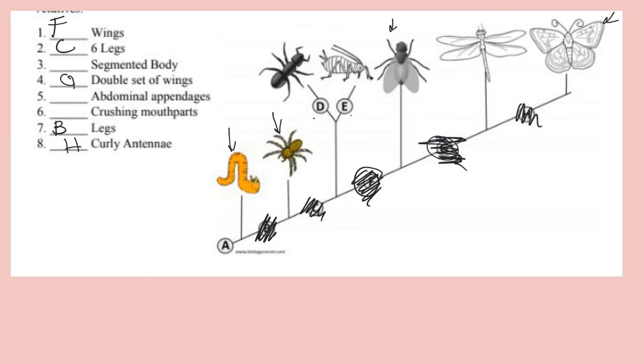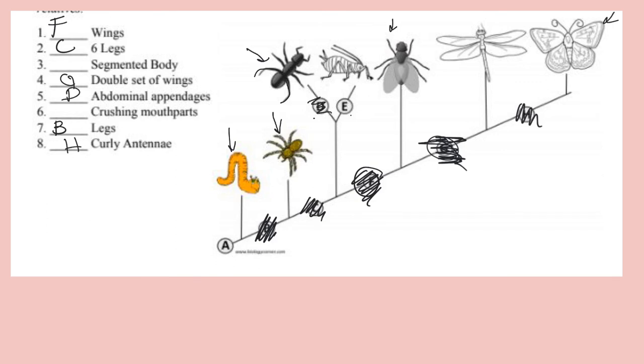I notice I have segmented body, abdominal appendages, and crushing mouth parts. Well, here, this little friend has some appendages that are on his end, right? So I'm going to go ahead and say that D is abdominal. It sounds like the abominable snowman. Man, abdomen is really a hard word for me to say today. So we're just going to say that this is D.